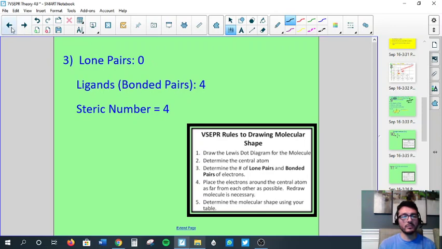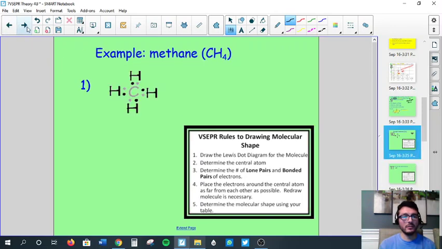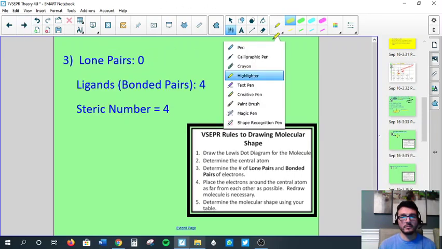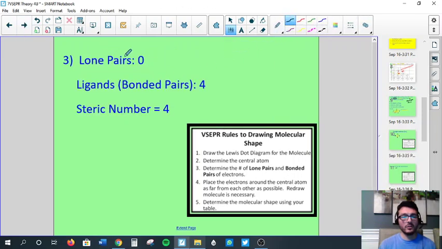So in our example, in methane, we have a shared pair here, shared pair here, shared pair here, and a shared pair here. So 4 shared pairs, no lone pairs around carbon. So that means there are no lone pairs. There are 4 ligands, in other words, bonded pairs. So we add 0 and 4, we get 4. So our steric number is 4.